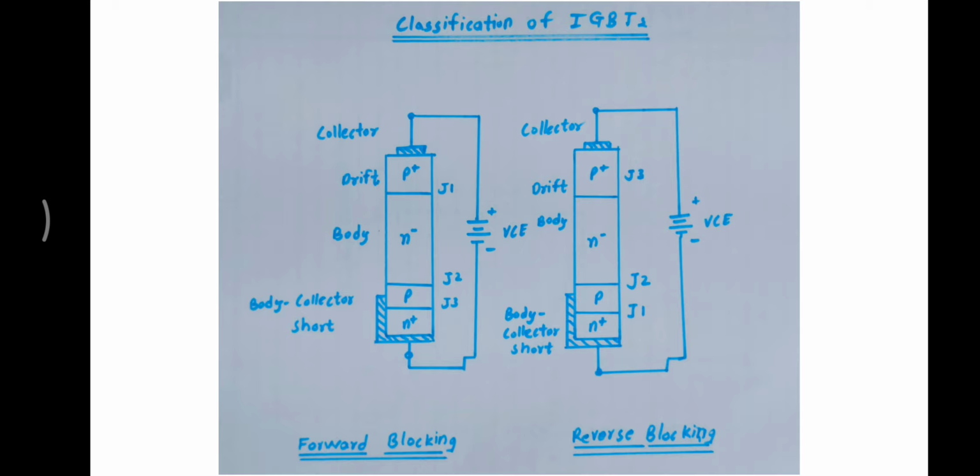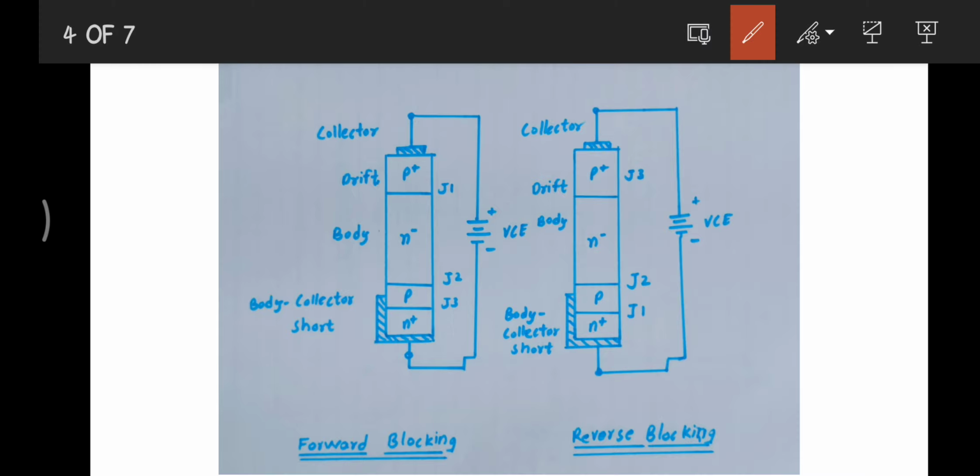Forward blocking IGBTs, we see the supply as a forward supply, and the reverse blocking IGBT, we see the positive or negative supply as a reverse supply. So this is the figure in forward bias and reverse bias.